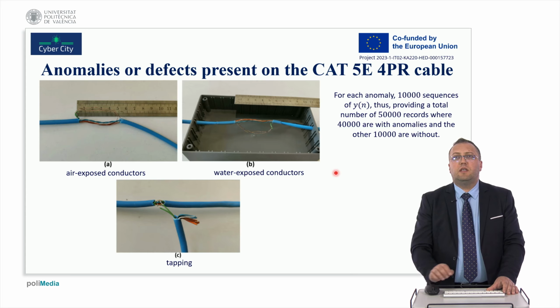For each anomaly, 10,000 sequences of the signal were acquired by the oscilloscope, providing a total of 50,000 records, where 40,000 are with the anomalies, and the remaining 10,000 are without any anomaly, for the consistency of the experiment.